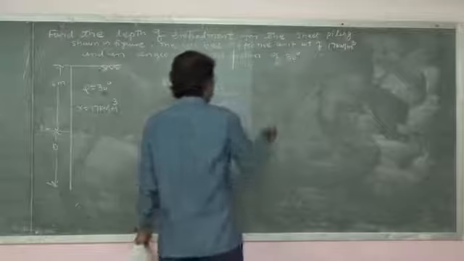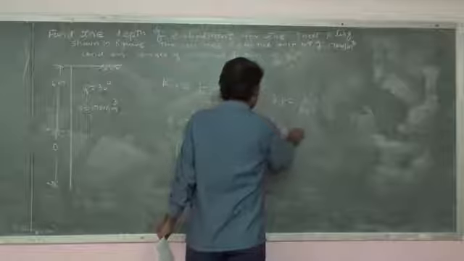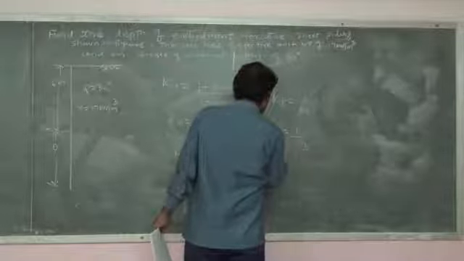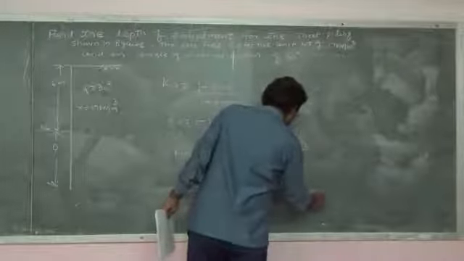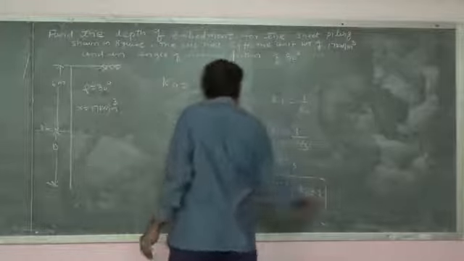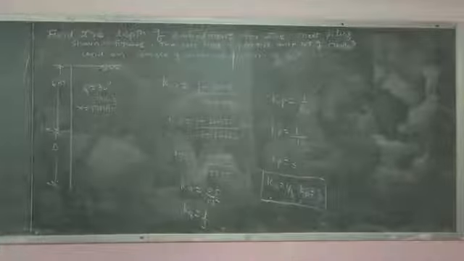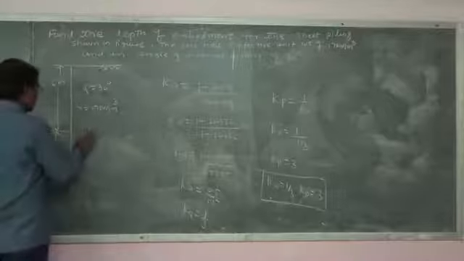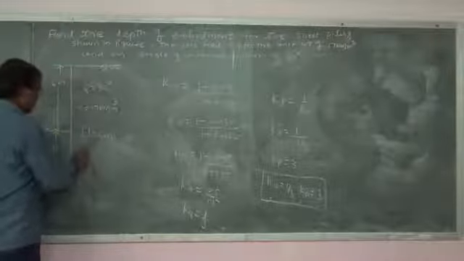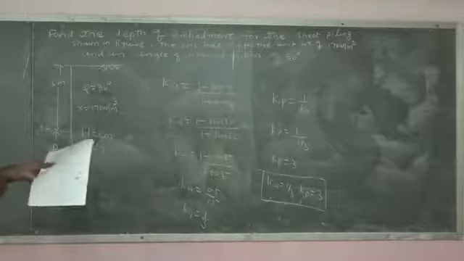Once you get Ka is equal to 1 by 3, Kp is equal to 1 by Ka, therefore Kp is equal to 1 by 1 by 3, therefore Kp is equal to 3. These calculations you have to make. Okay, got it? Ka you got, Kp you got, H height is 6 meter, and what is the value of D? You have to calculate here.